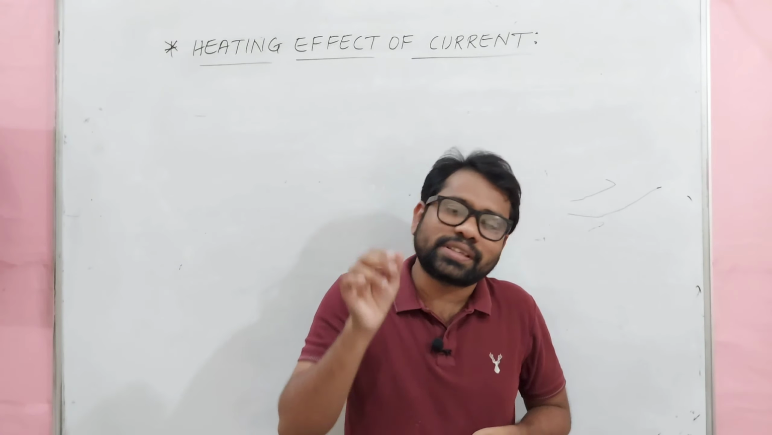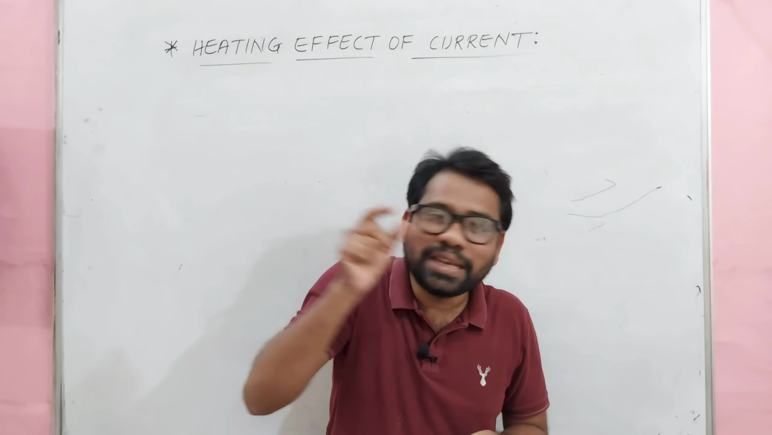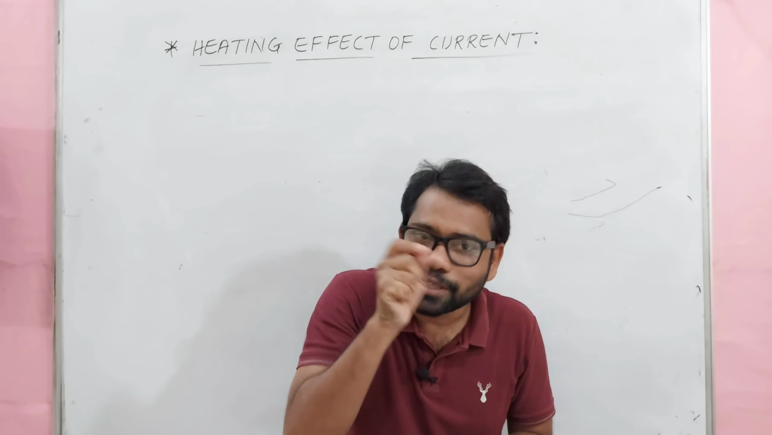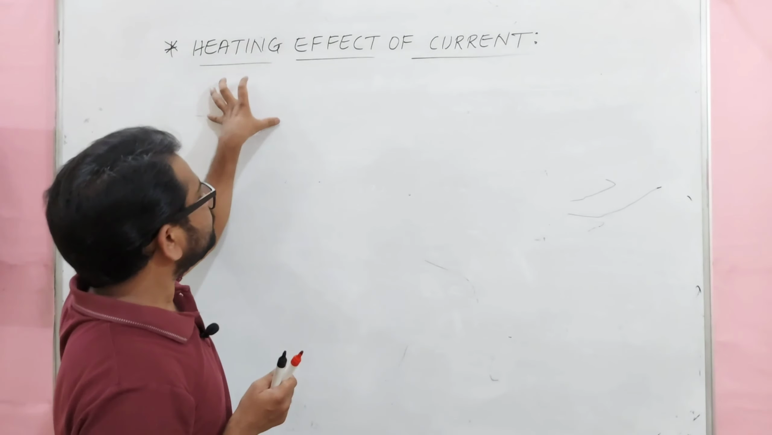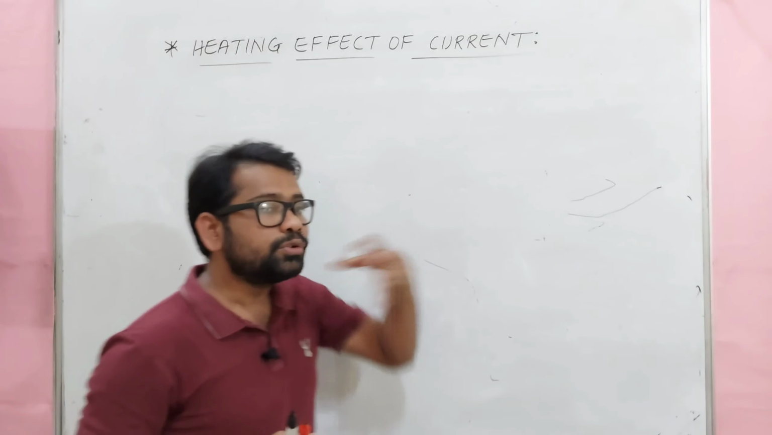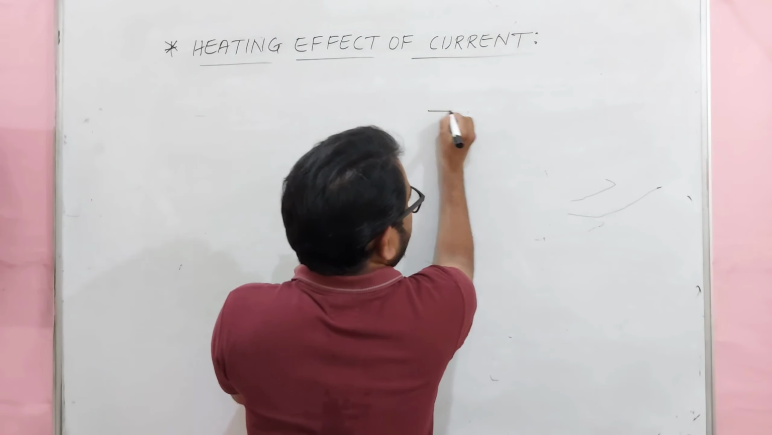So when it is operated for some time, what happens? Obviously, some heat is produced. So how do we calculate that? Now we will see on which factors the heat produced depends. It's very important. For that, let us take one simple circuit, children.